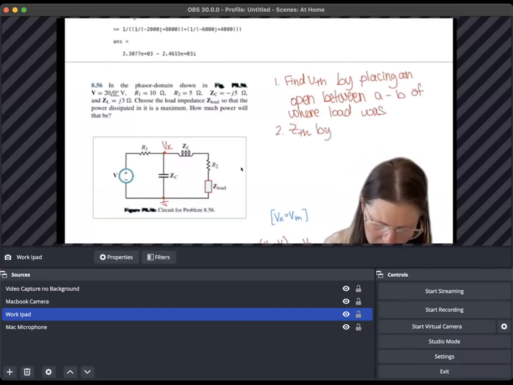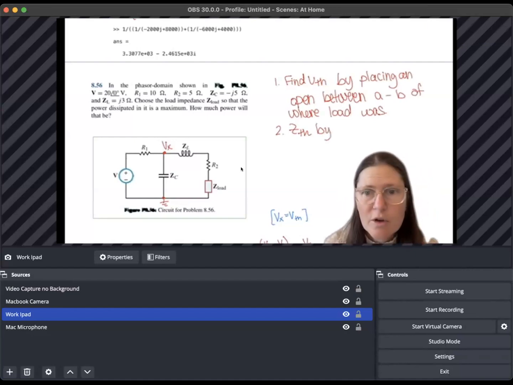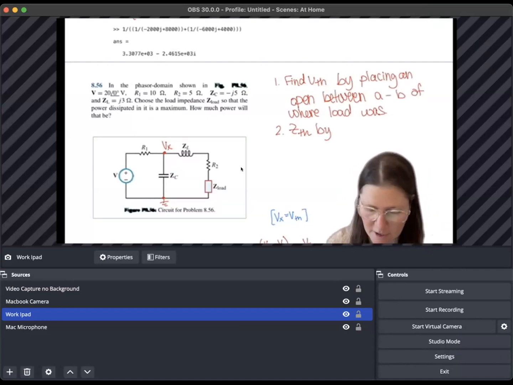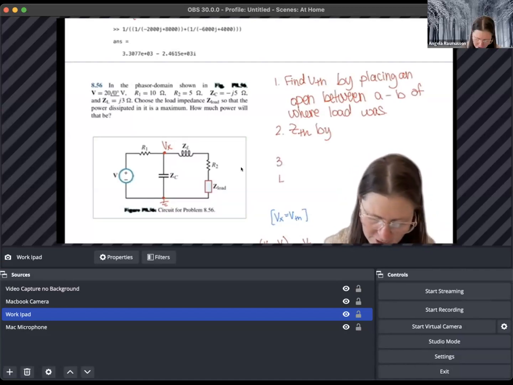ZTH is related to the opposite or the conjugate of something, right? When Z load equals the opposite, something happens, so that you get maximum power transfer. Okay, right, because they go up to zero, zero meaning the maximum. Actually, there'll be 4 steps. So Z load will be the complex conjugate of ZTH.